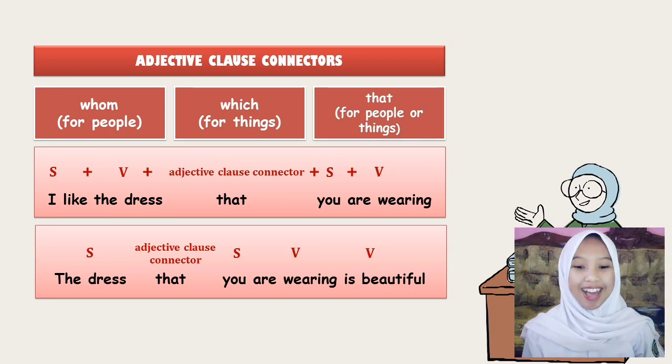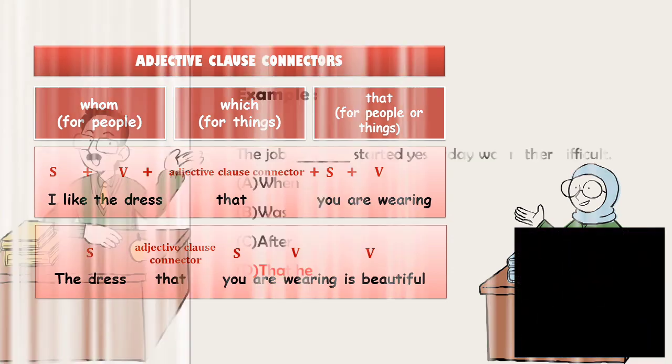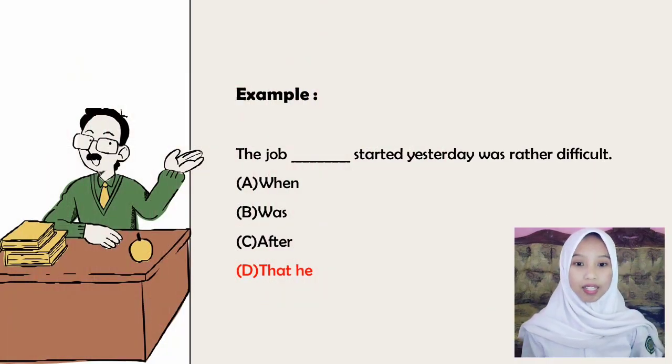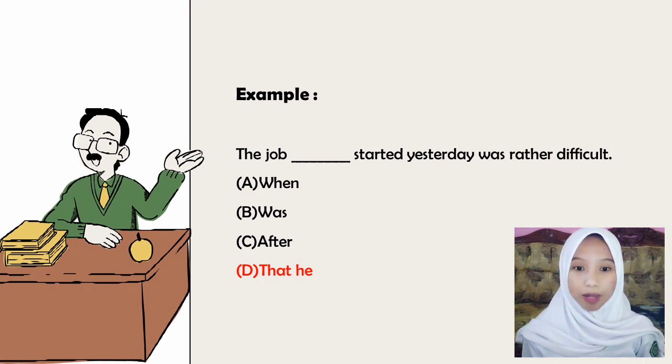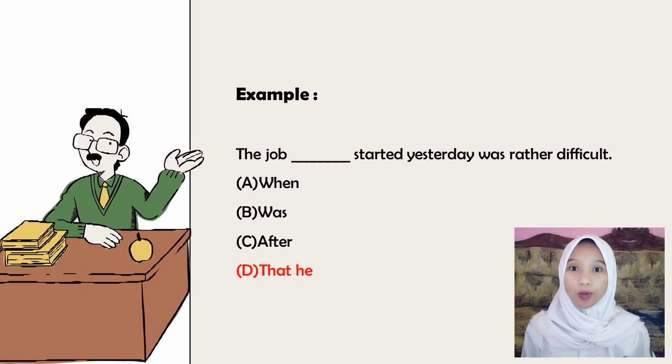Okay guys, until here, do you understand? Okay, let's now move on to the exercise of Skill 9. The job blank started yesterday was rather difficult. A. when, B. was, C. after, D. that he.